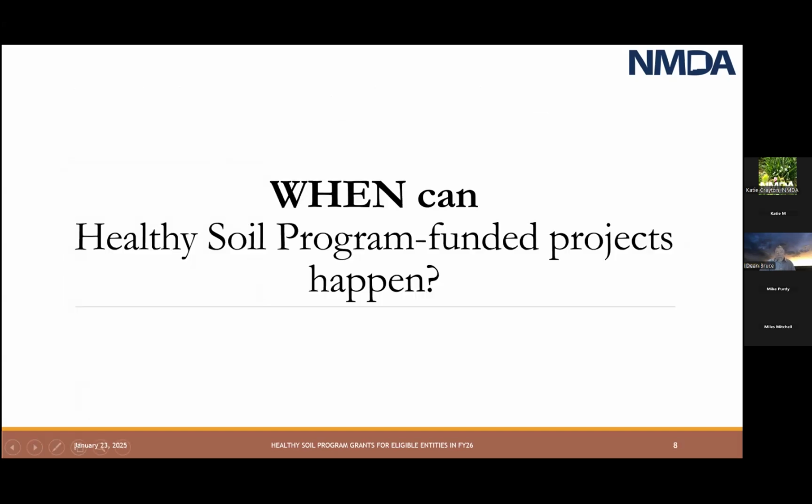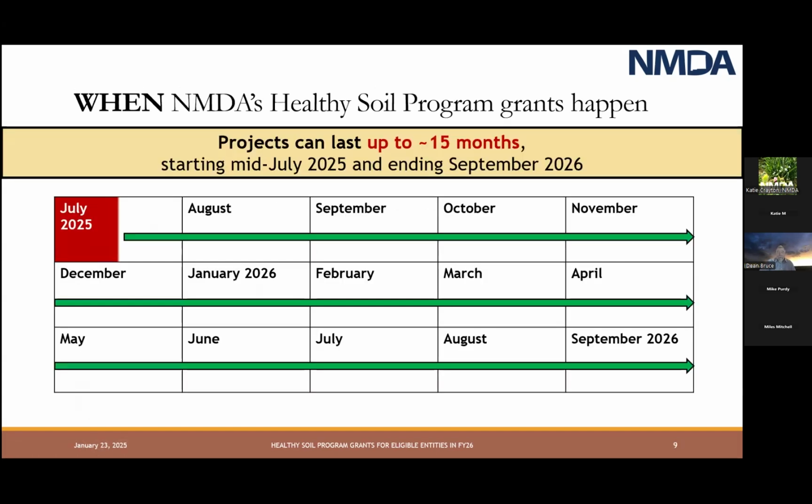So when can these projects occur? As we move to the next slide, this is going to be a major improvement that many of you that have participated or been aware of the Healthy Soil program in the past, this is a major improvement. These projects now can last up to about 15 months. They will start mid-July of this year, 2025, and they will end September 26th. You're going to have quite a bit of time.